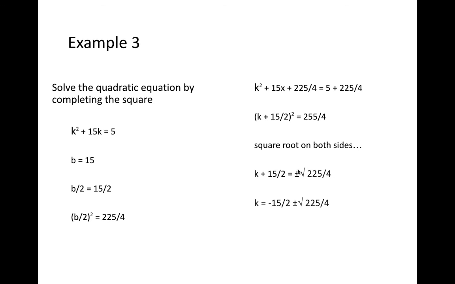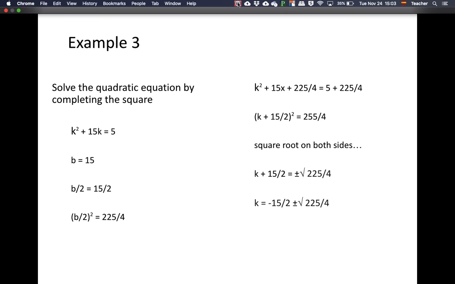But the rest of the exercise is just correct. Square root gives you a plus or minus, and then you subtract 15 halves to completely solve for k, and these are your 2 solutions. Negative 15 halves plus or minus the square root of 245/4. These are the 2 options, the 2 solutions to the exercise, and then we're done.